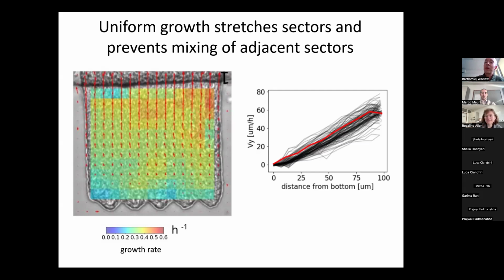Because only then does the biofilm sort of feel these corrugations at the bottom. Otherwise, they are not relevant at all.